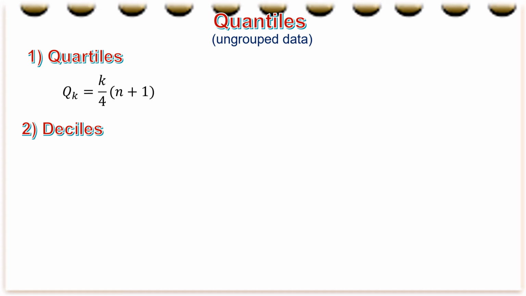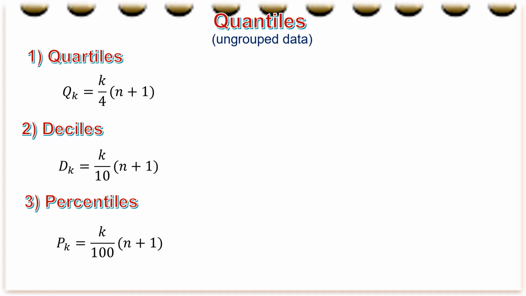So let us first discuss quantiles in ungrouped data. The formula for the quartiles is Q sub k equals k over 4 times n plus 1. For the deciles, we have D sub k equals k over 10 times n plus 1. And for percentiles, the formula is P sub k equals k over 100 times n plus 1. Supposing we have this data: 3, 12, 14, 2, 15, 29, 17, 2, 16.